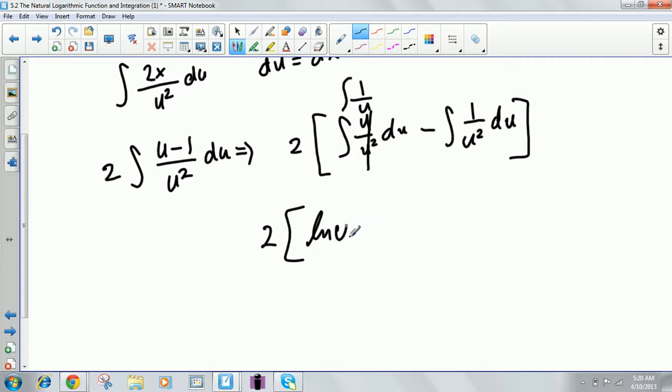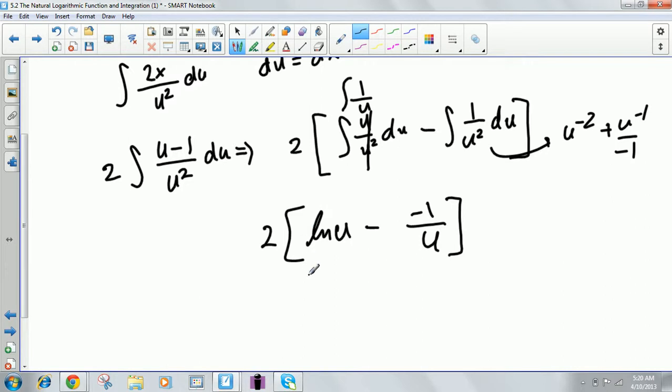So it's going to be the natural log of u minus, in this case you can't do natural log because this bottom is not to the first power. And so you would take the bottom, so that would be u to the negative 2. You would add 1 to your exponent and divide by that new exponent, so the u to the negative 1 over negative 1 is your integral. And so the net ends up being just negative 1 over u.